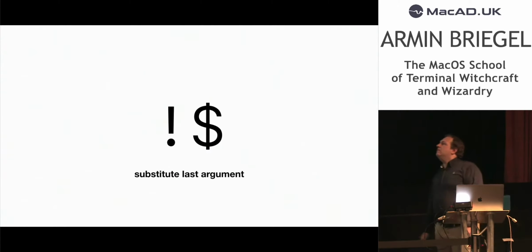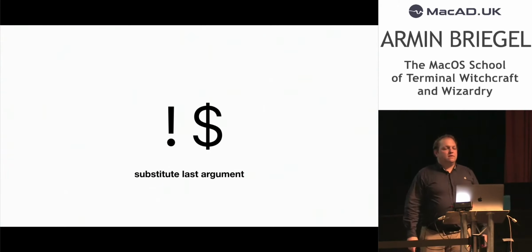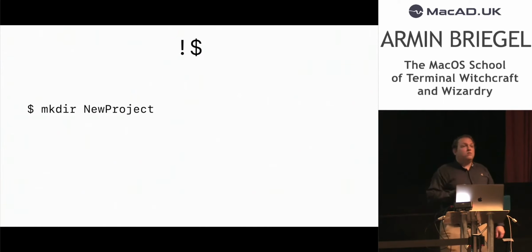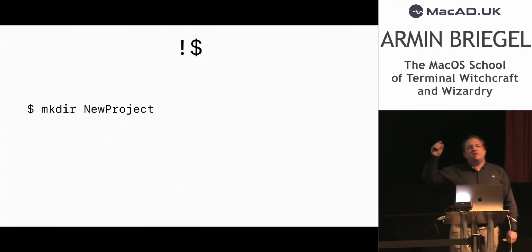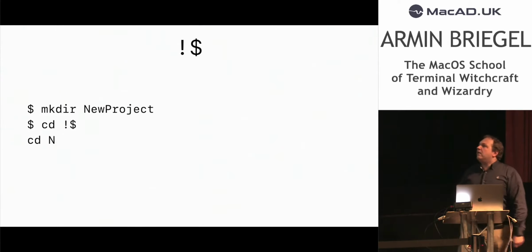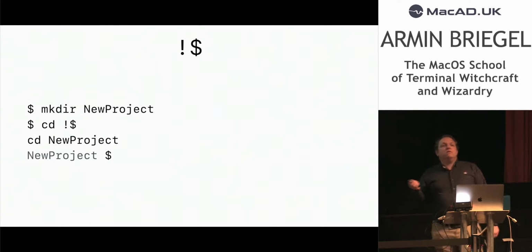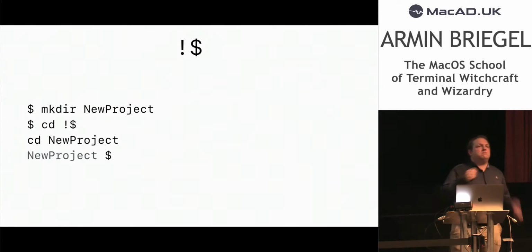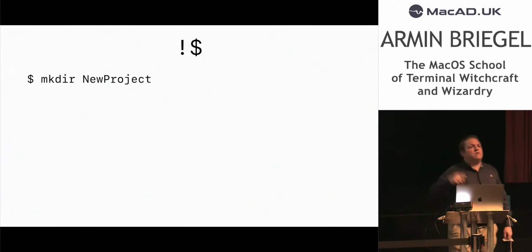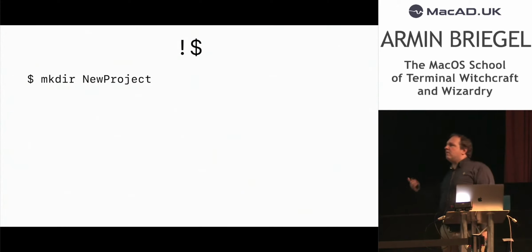The bang dollar is substitute last argument. And this is where things really get interesting. So you write a command, and in Unix the convention is that the last argument of a command is the target, what you're working on, what you're working against. So I can use the bang dollar to just create a new directory, and then cd bang dollar is change directory into that newly created directory, because that's what you want anyway, unless you're working on it first. And I can chain the bang dollar, because the bang dollar consistently is the target.